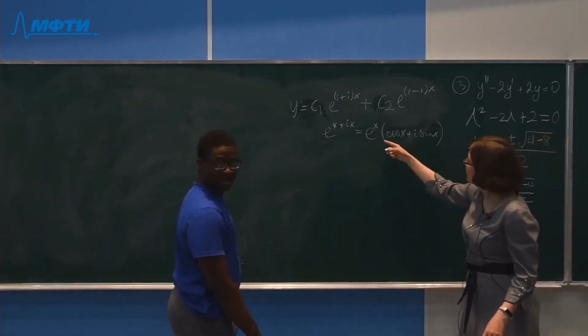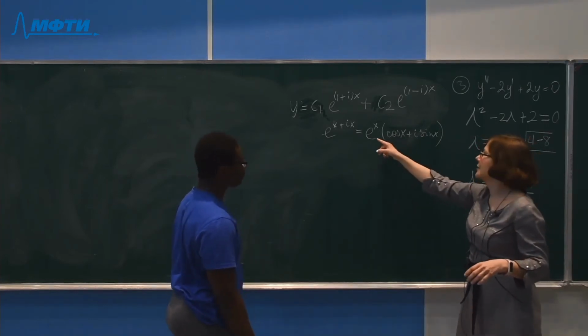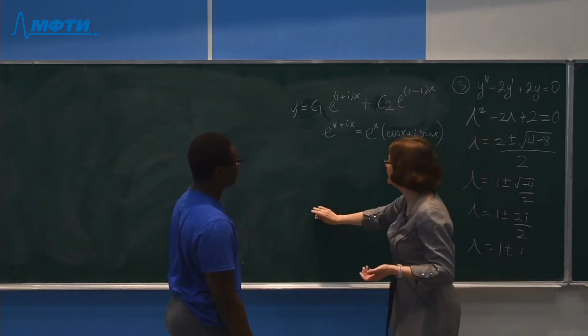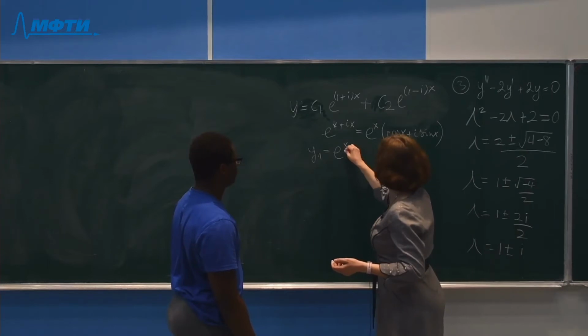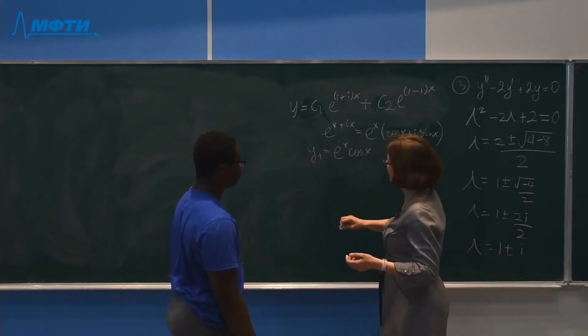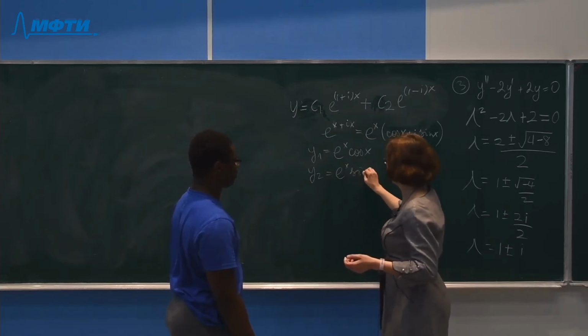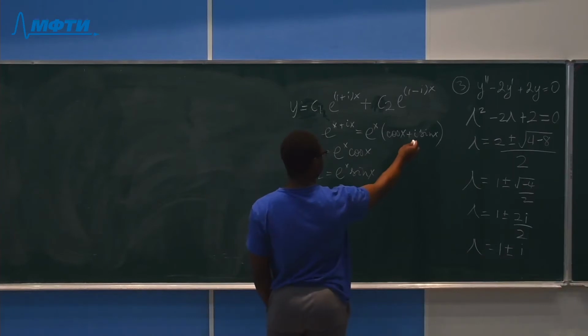And then we can split this into two parts, e to x times cos x and e to x times sin x. And so this will be two linearly independent solutions. y1 will be e to x cos x, and y2 is e to x sin x. And then after this we should take the linear combination of this. What about the i?